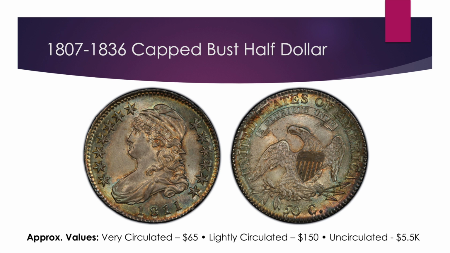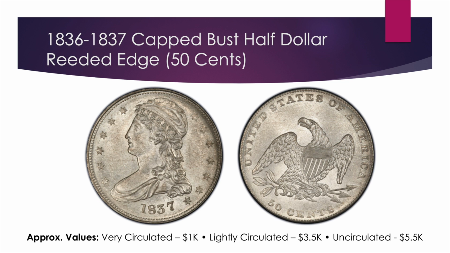65 for really circulated, 150 for lightly circulated, and 5.5 thousand for really uncirculated. Next up, we have something that's pretty rare, again, as opposed to the previous design, and that's the cap bust $50 with the reeded edge, and this is kind of a different design style. Steam-powered presses were introduced to Philadelphia, and Christian Gobrecht makes a slightly new style, again, with that reeded edge.